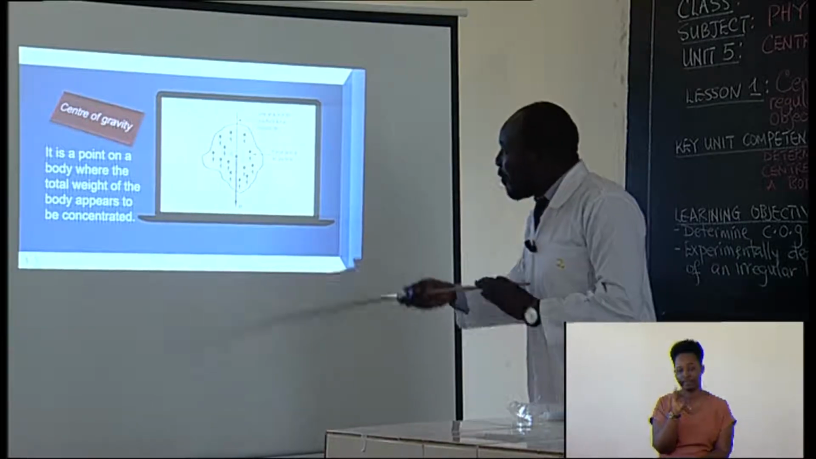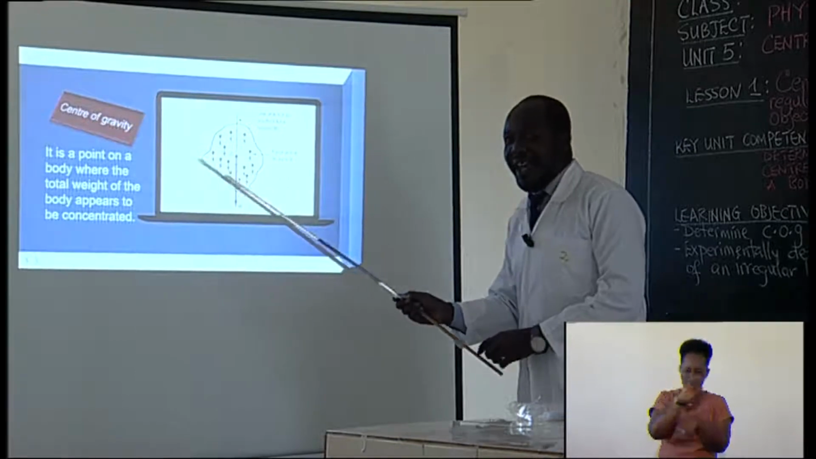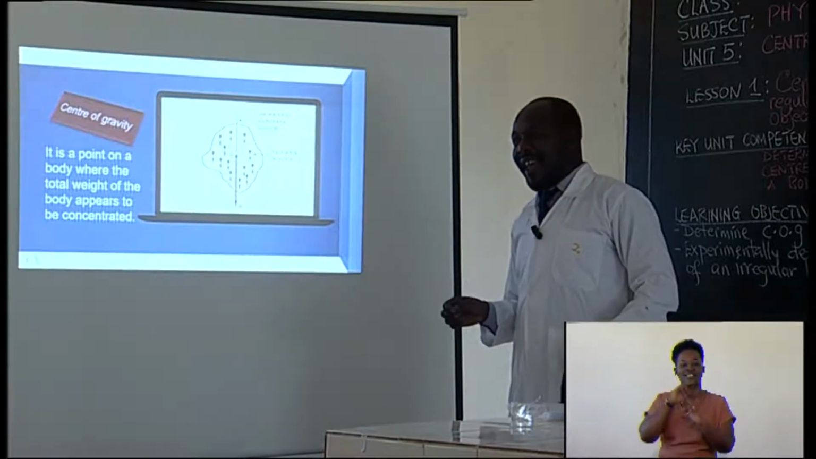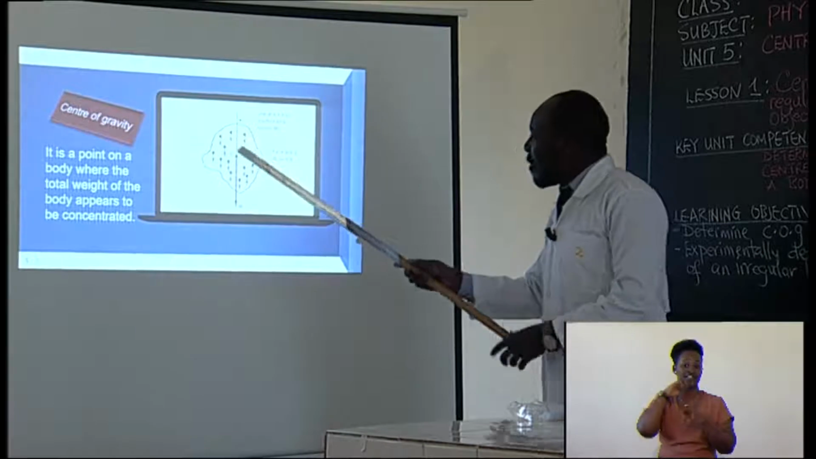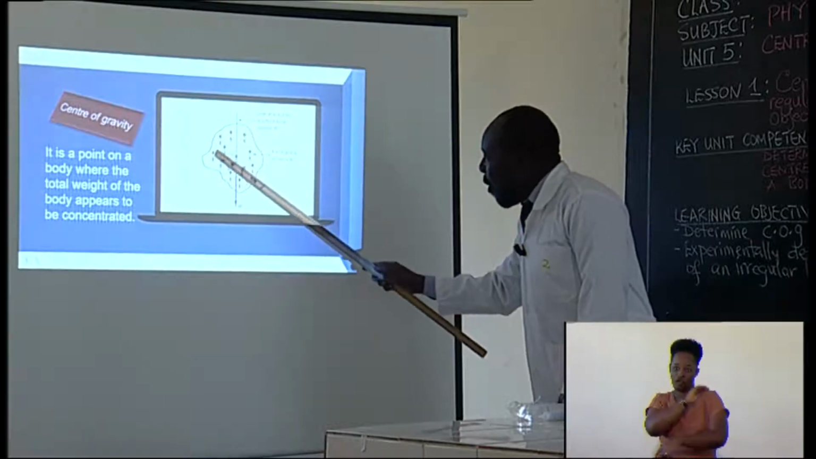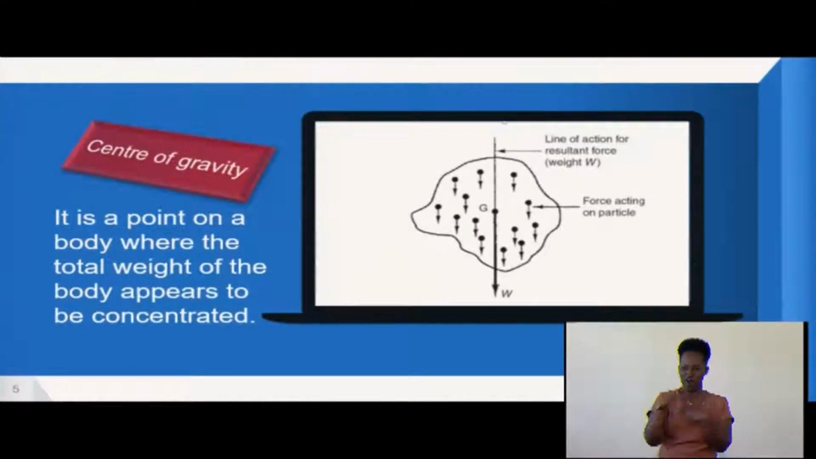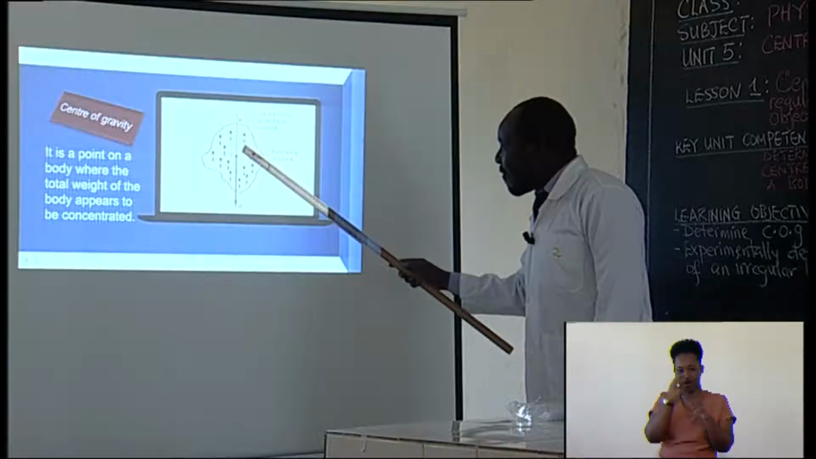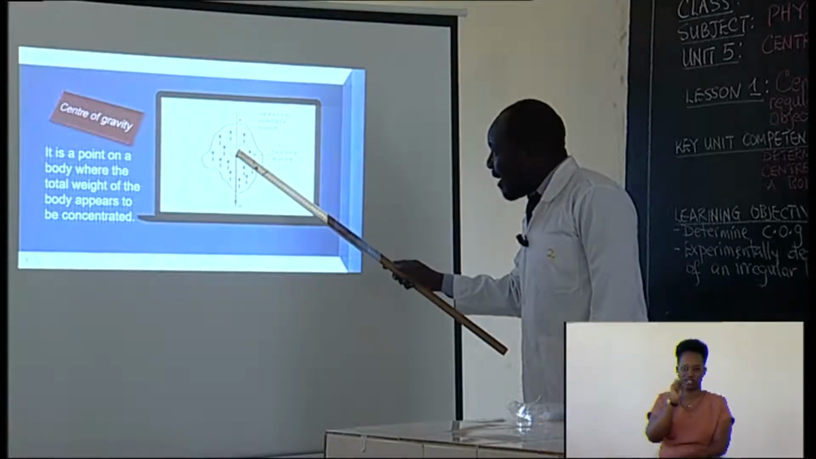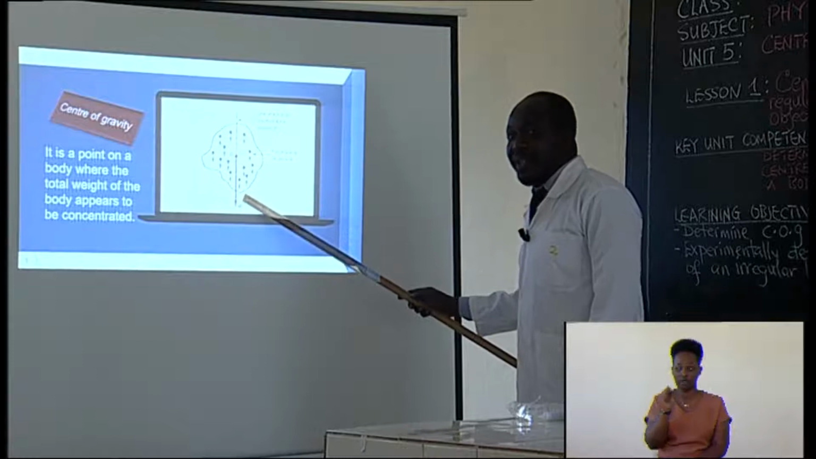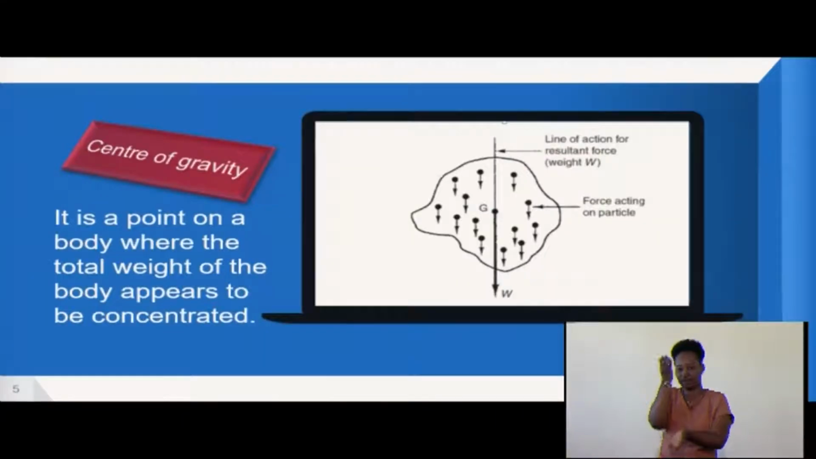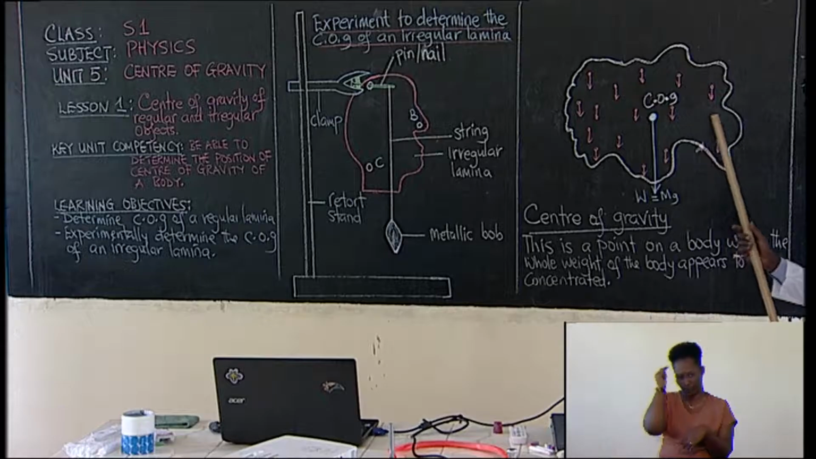Now, the combination of all these weights has a resultant. And the resultant is that single force which represents all the forces being exerted by gravity, by the Earth, on each of these molecules. And so the resultant force will act at a point like this. This resultant force is referred to as the what? The weight.